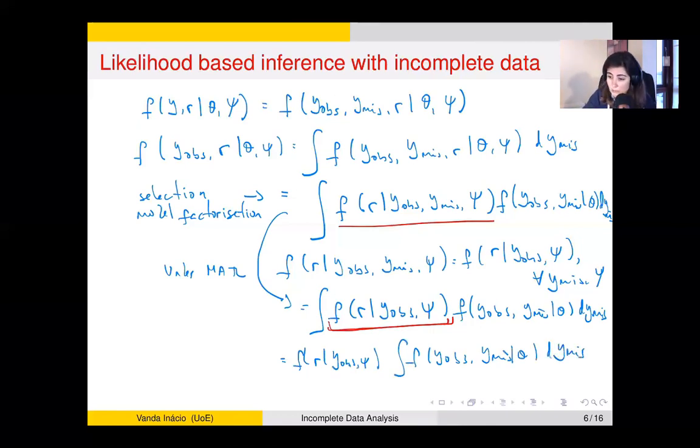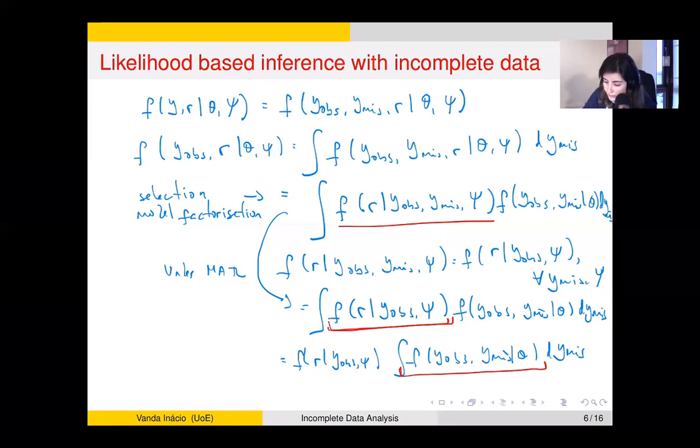And now I'm almost at the end of this part. This quantity here is just the marginal distribution of the observed values. Again, if I have the joint of f of x and y, and I integrate with respect to y, I obtain the marginal of x, f of x. And here I have the joint of the observed and missing, and I'm integrating with respect to the missing value, so I obtain the marginal distribution of the observed data.